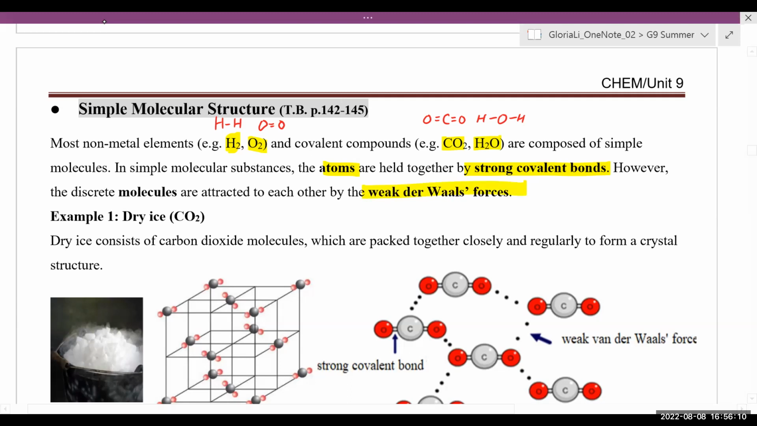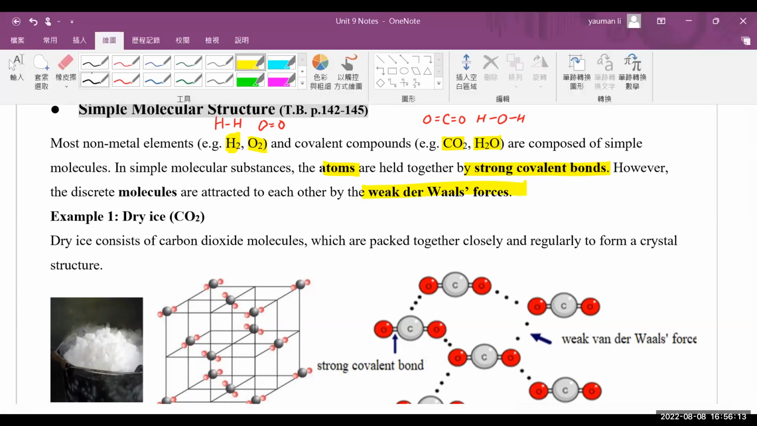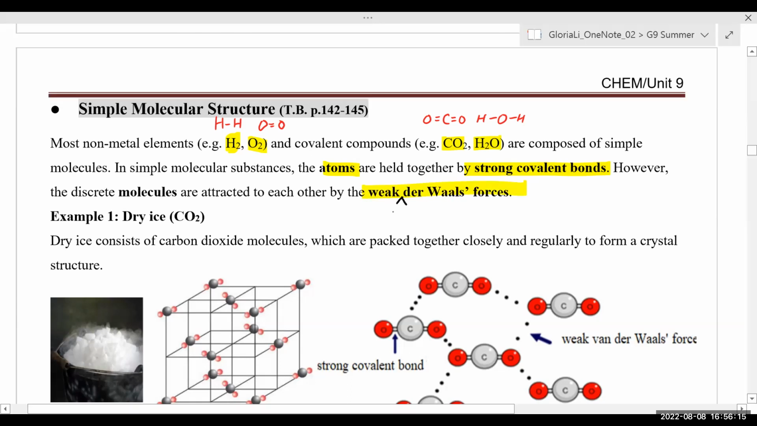So besides the strong covalent bond between the atoms, there will be a weak force, which is called weak van der Waals force. Students, take out your pen. Sorry, there's a missing important word. It's called weak van der Waals force. So van der Waals force is a kind of weak force. Be very careful about the spelling. So it should be small letter v, small letter d, and W is a capital letter, and the apostrophe is behind the s. So be very careful about the correct spelling of the weak van der Waals force.